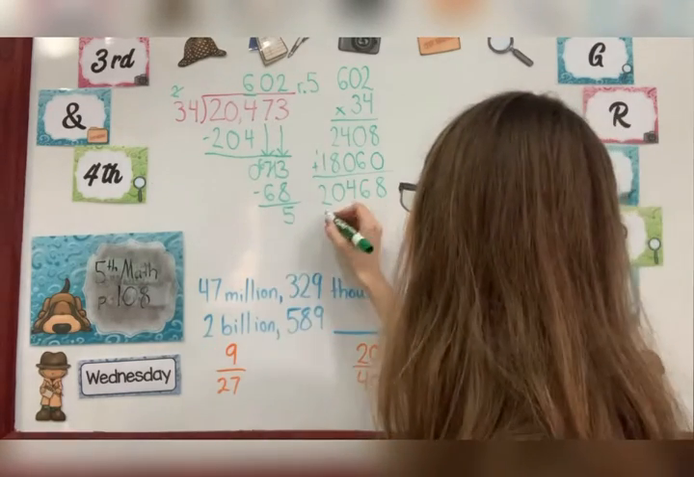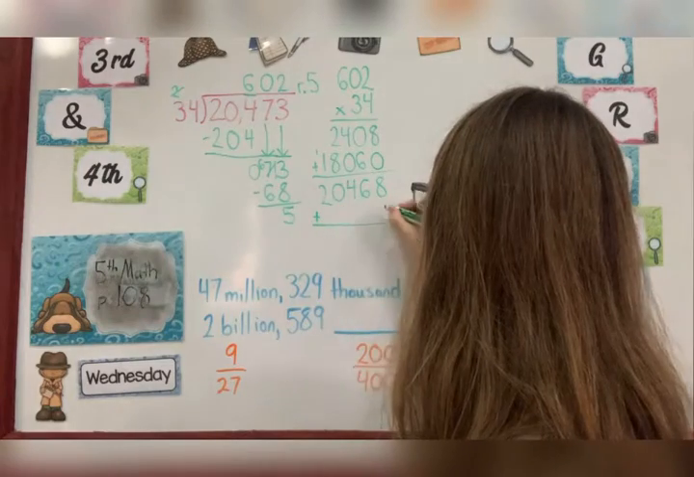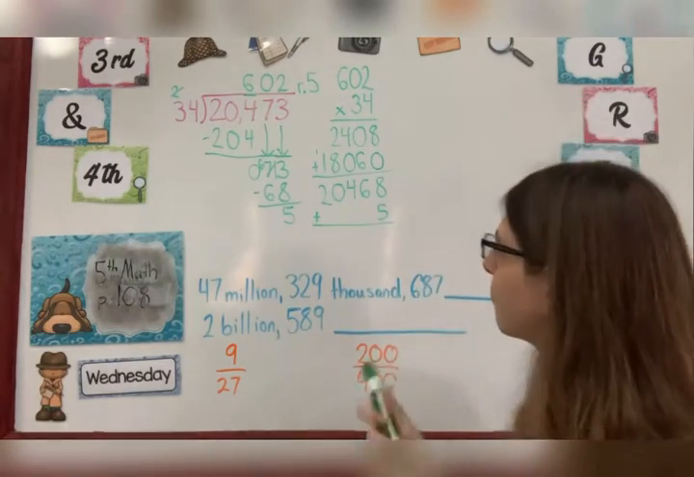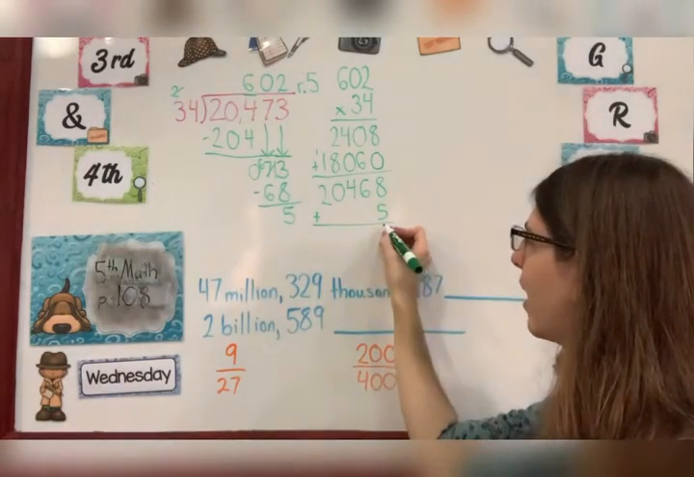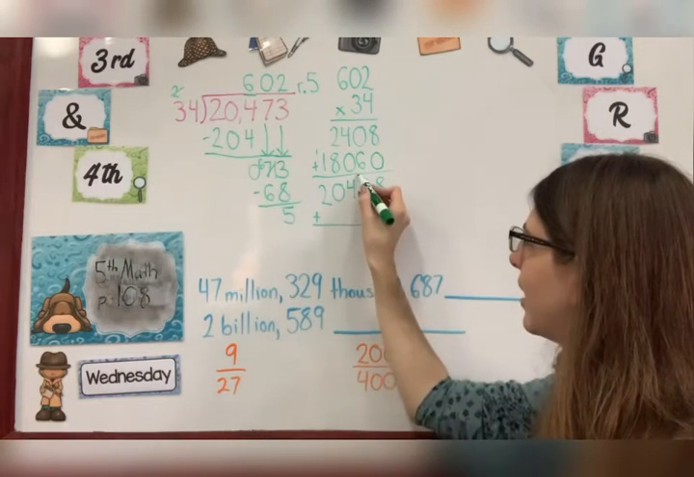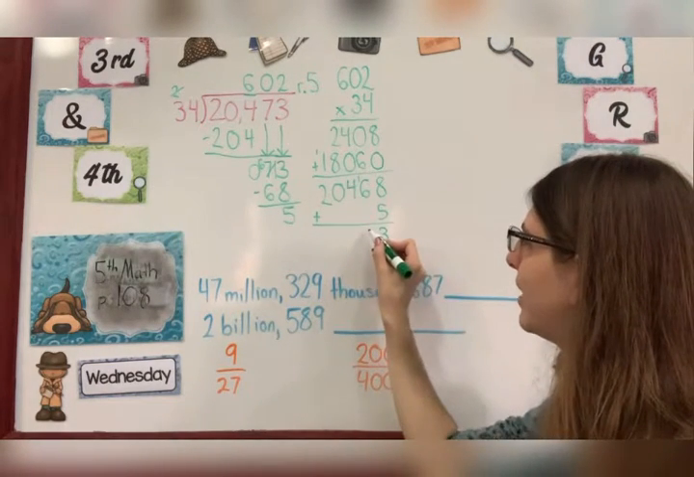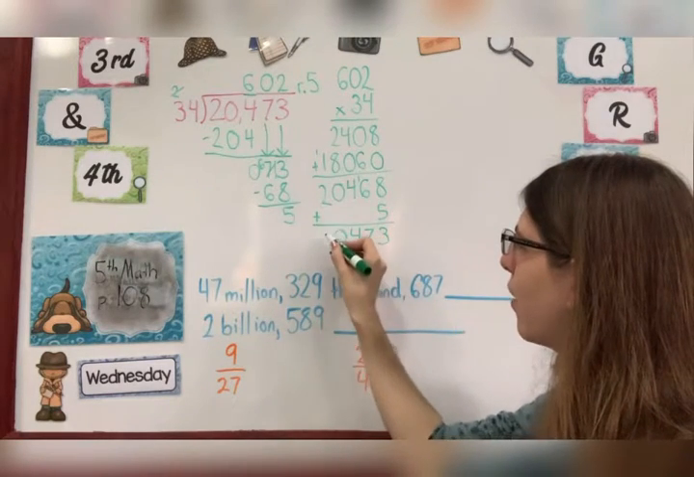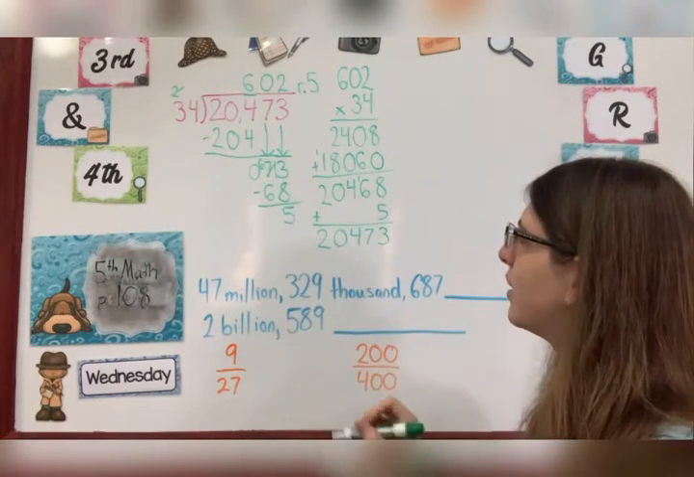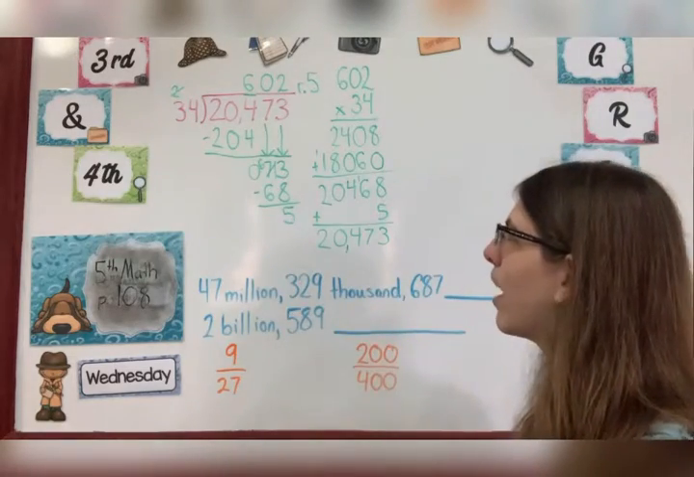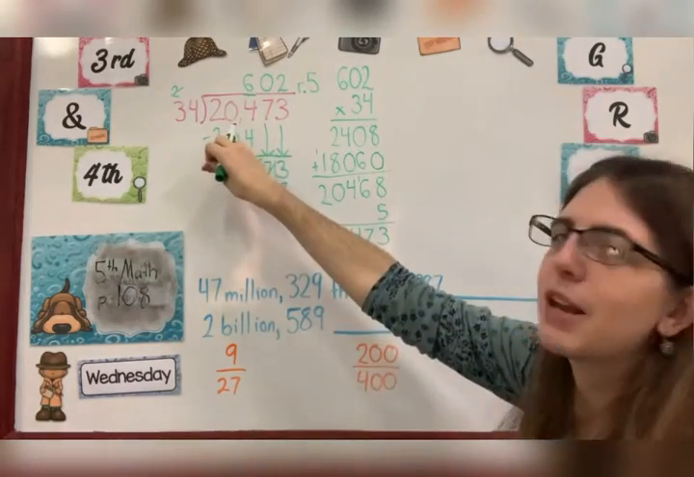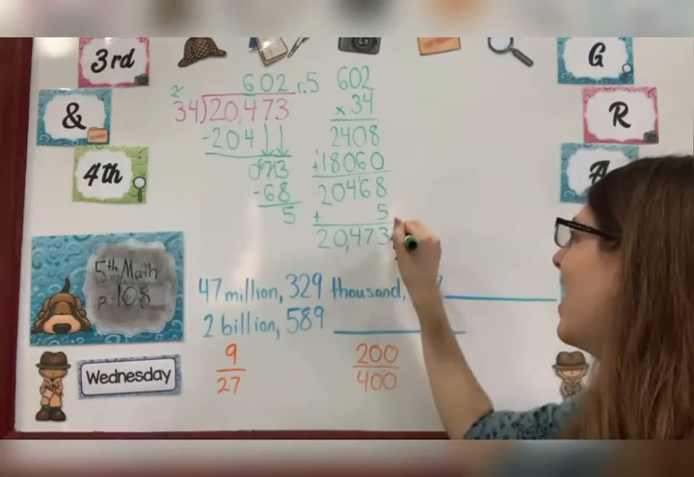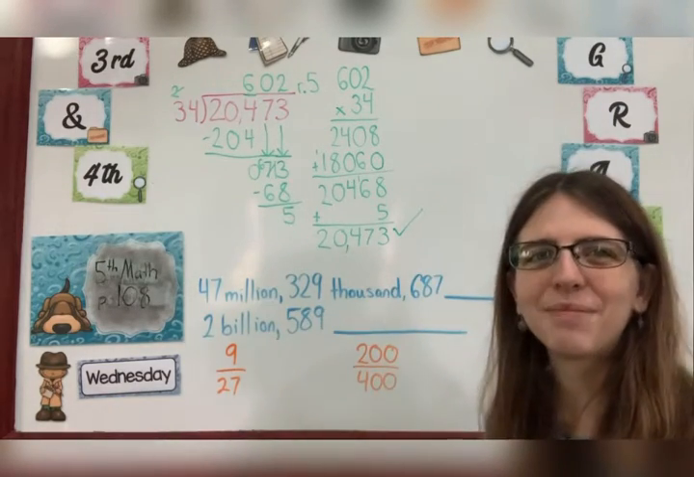So I have to add that remainder to my number. 8 plus 5 is 13. Carry my 1. 1 plus 6 is 7. Bring down my 4. Bring down my 0. Bring down my 2. So now I have 20,473. Does it match my number here? Yes, it does. So I worked correctly.